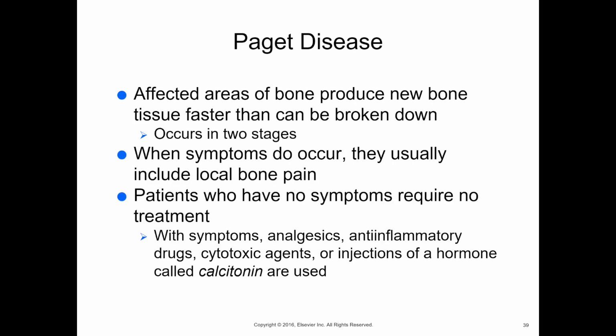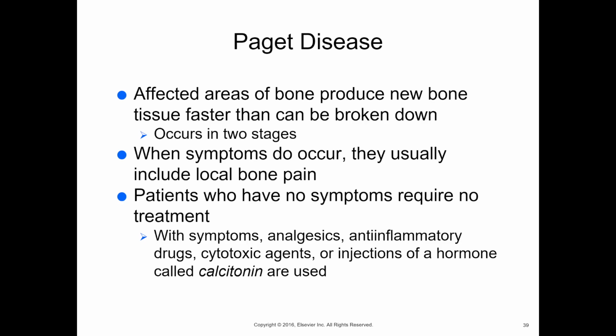Next, Paget disease. So Paget disease is a bone softening condition. It's typically older people. But what you get is new bone being made faster than the old bone can be broken down. And we'll explain that on the next slide, how that happens. But generally, the symptoms start as localized bone pain.